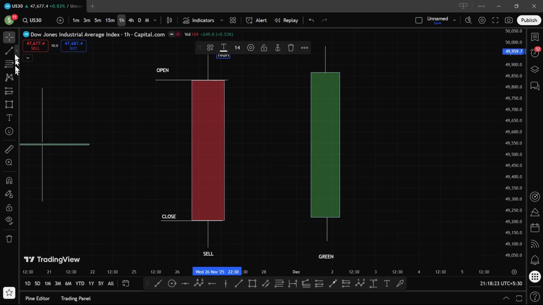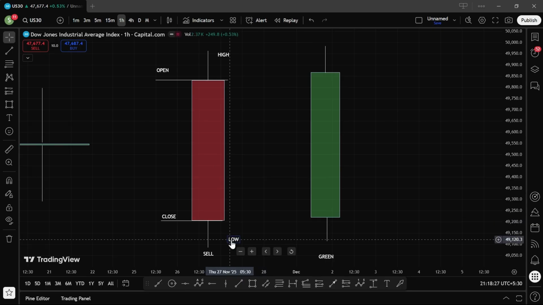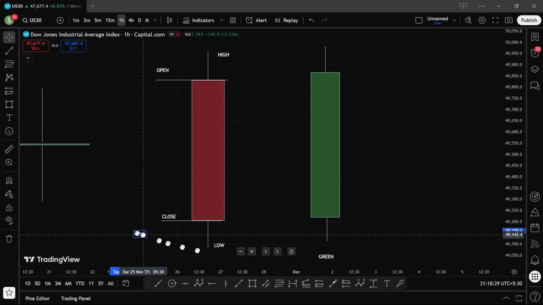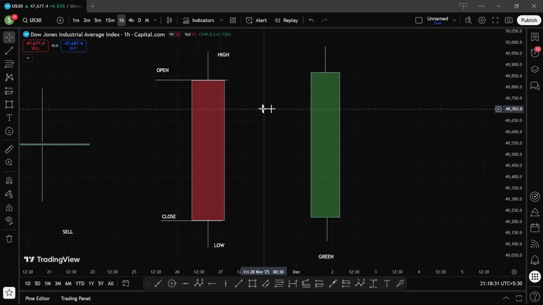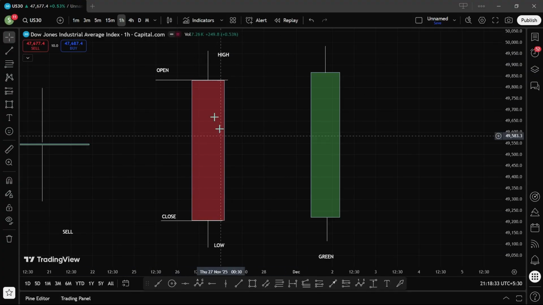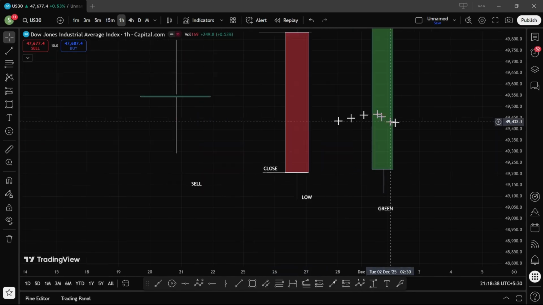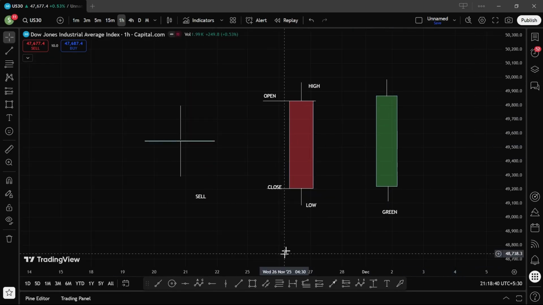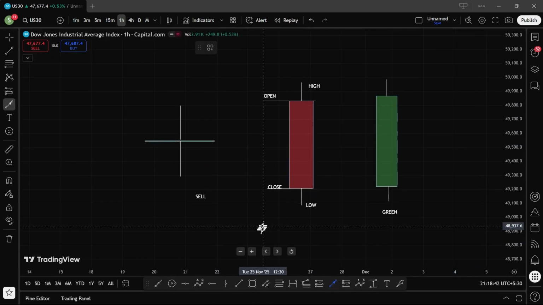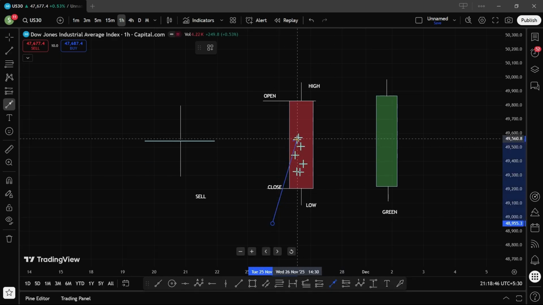The wicks here, we call them the high and low of a specific candle. In this case, these are the highs and lows for this candle. This is a red candle. So the open is on the upside because the price moved down. You know, red denotes downside momentum, meaning selling.